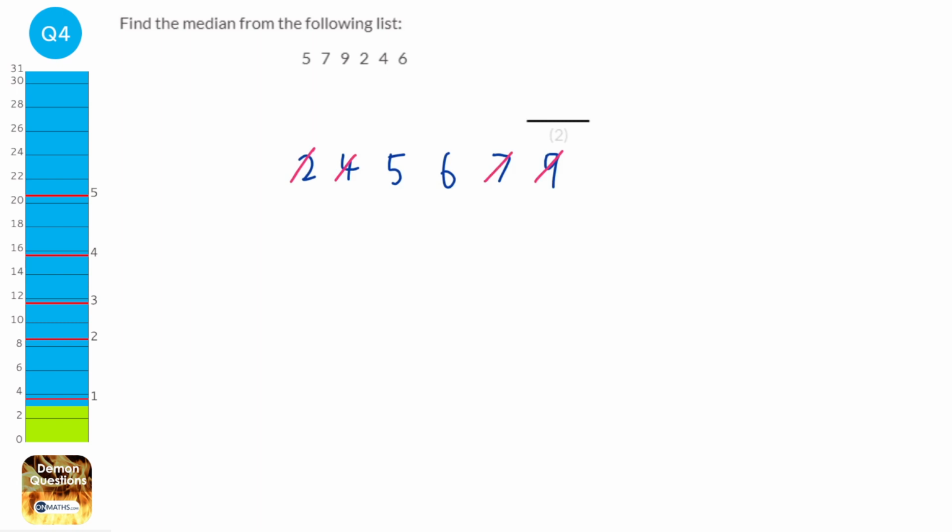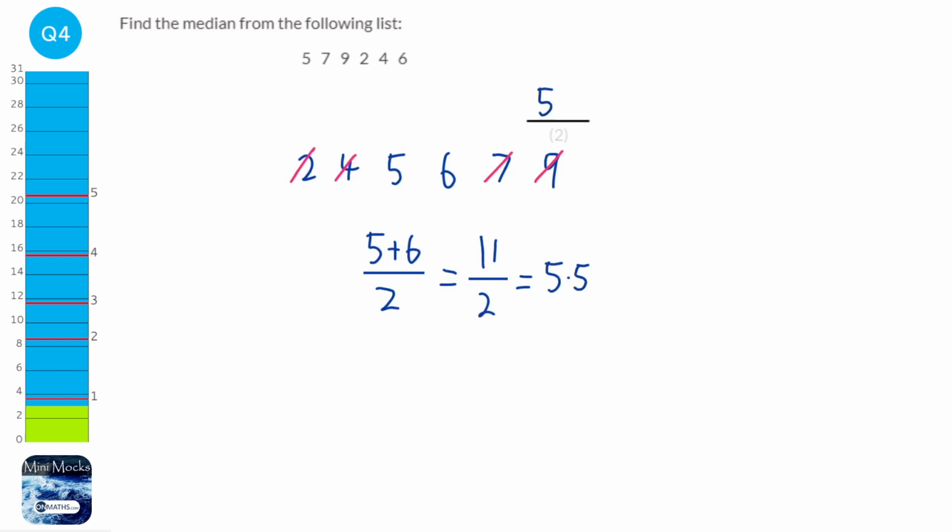So when you're left with 2 in the middle, all you need to do is add them together and divide by 2. So 5 plus 6 is 11. And 11 divided by 2 is 5.5. And if you look, 5.5 is exactly halfway between 5 and 6.